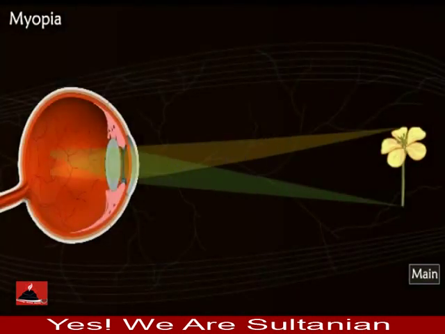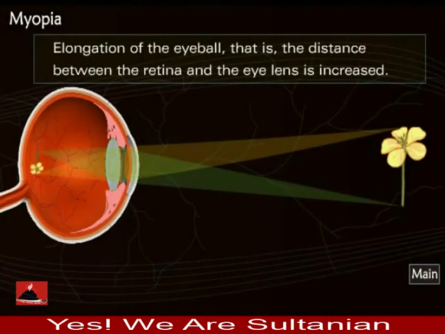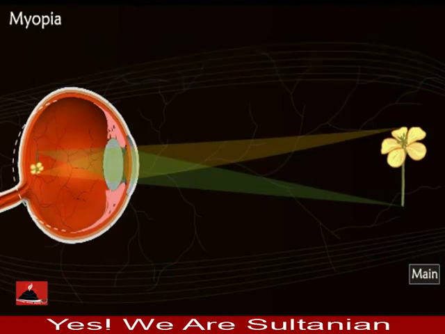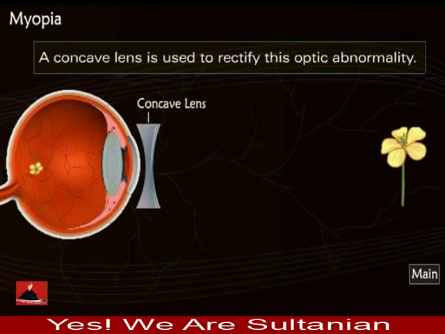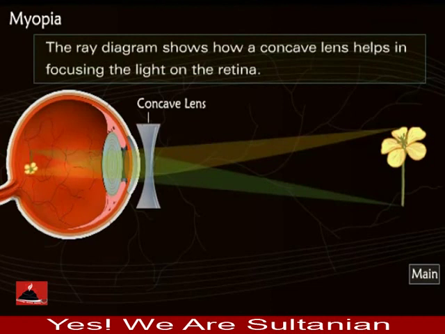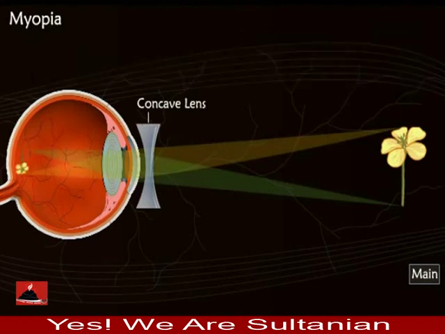Myopia is caused due to elongation of the eyeball, that is, the distance between the retina and the eye lens is increased, and decrease in the focal length of the eye lens. A concave lens is used to rectify this optic abnormality. The ray diagram shows how a concave lens helps in focusing the light on the retina. This defect is commonly known as nearsightedness.